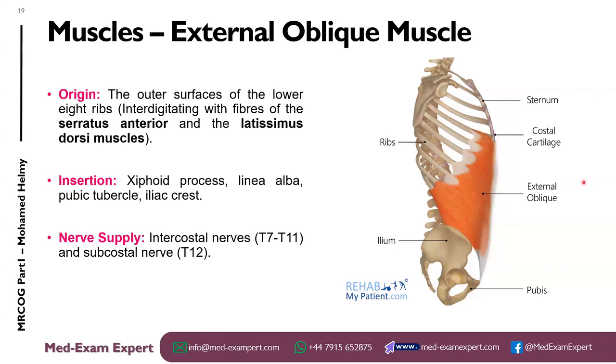And this muscle is inserted into the xiphoid process, then the linea alba, then the pubic tubercle in the pubic bone, and the iliac crest. So it's inserted here: xiphoid process, linea alba, pubic tubercle, and the iliac crest. And this muscle is innervated by T7 to T11, lower 5 intercostal, and the subcostal nerve.